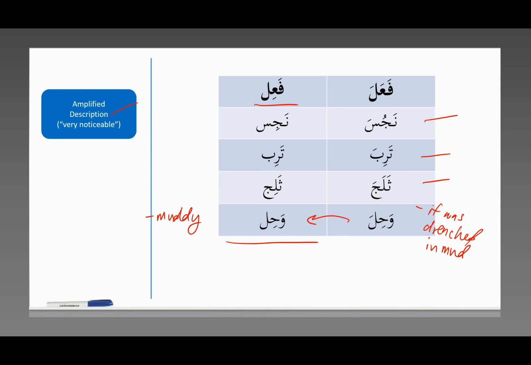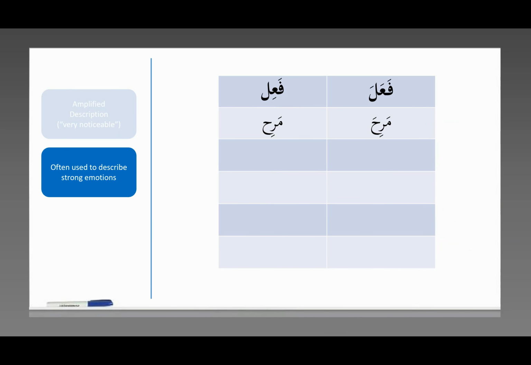Now everything we covered here, these are outward observations. This fa'eel pattern is also used for emotions, usually when there's a strong emotion. So for example, mariha. Mariha means he was happy, cheerful, joyful, everything that goes along with that. So this person was in a good mood and is very noticeable. It's a strong emotion. So you get marih. Marih means happy, joyful. You can say jovial even. Very bubbly. Because when someone has this emotion, it's very noticeable. And so it falls on the fa'eel pattern.